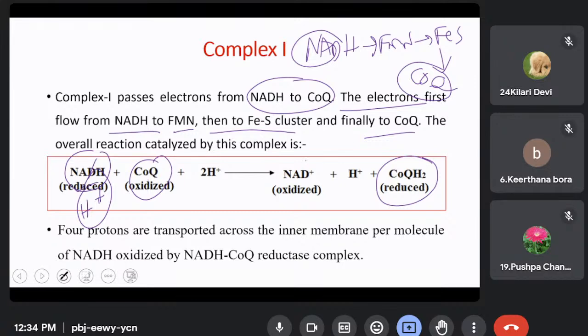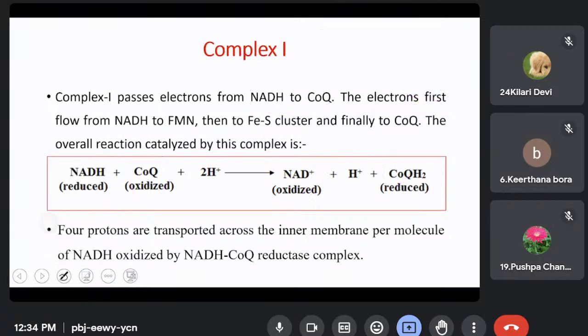Okay, so what is happening? NAD releases hydrogen, it gets oxidized. Coenzyme Q accepts hydrogen and it gets reduced. This is what is happening in the entire event of the electron transport system. Oxidation and reduction are simultaneously taking place.